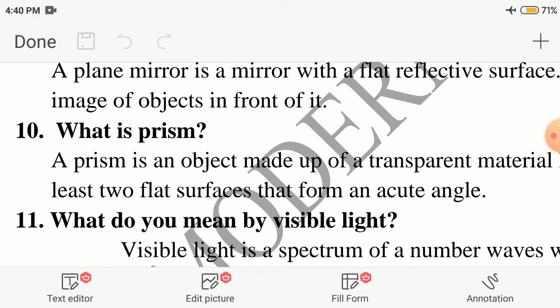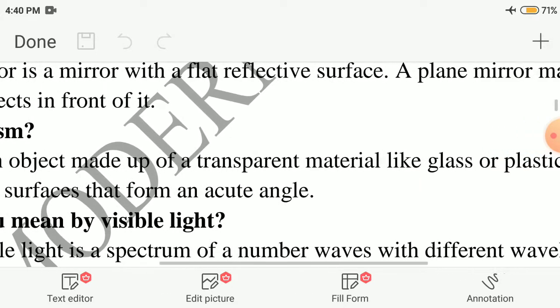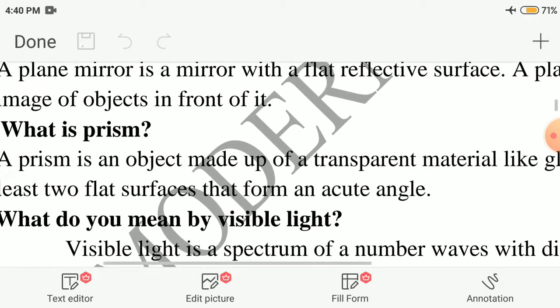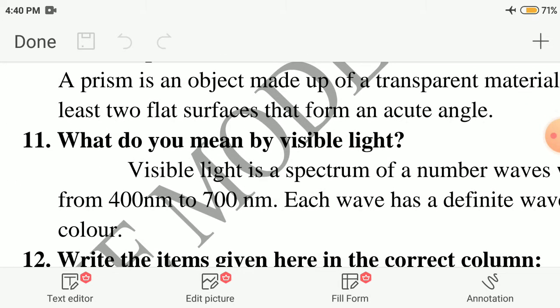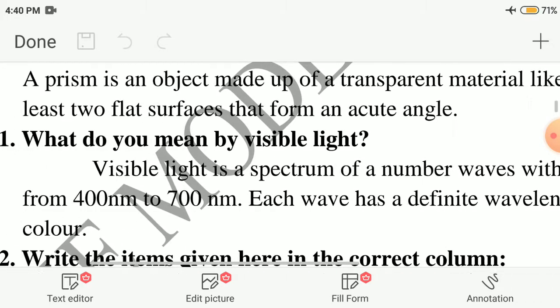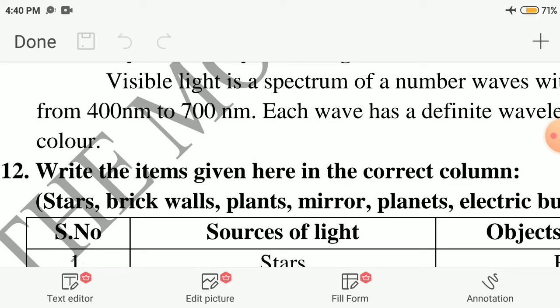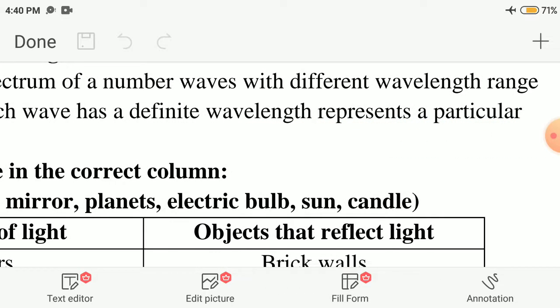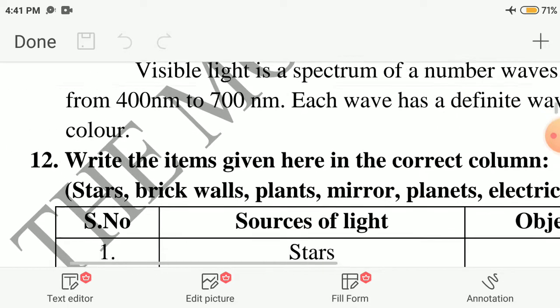What is a prism? A prism is an object made up of a transparent material like glass or plastic that has at least two flat surfaces that form an acute angle. 11th question. What do you mean by visible light? Visible light is a spectrum of waves with different wavelengths ranging from 400 nanometer to 700 nanometer. Each wave has a definite wavelength representing a particular color.